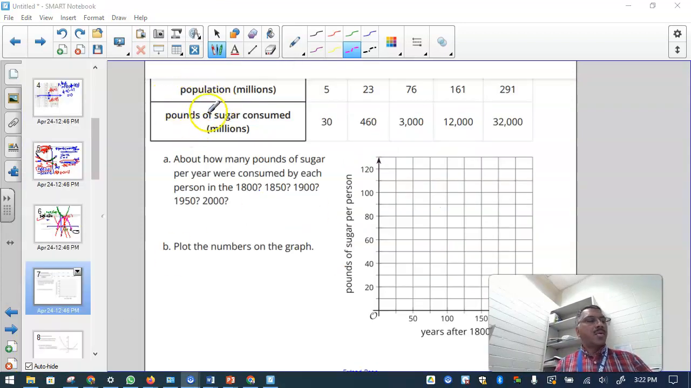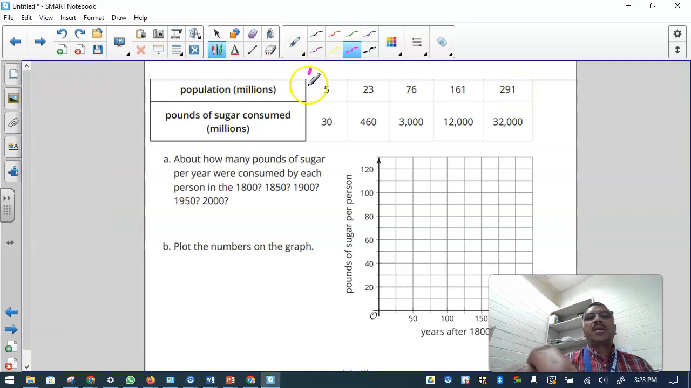This is question number 4. The table shows the approximate United States population and the amount of sugar consumed in given years. Now see, 5 million population consumes 30, 23 million population consumes 460. So they gave you this in the year 1800, and then this is 1850.